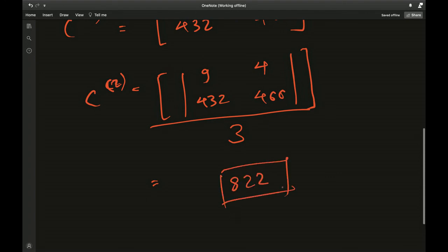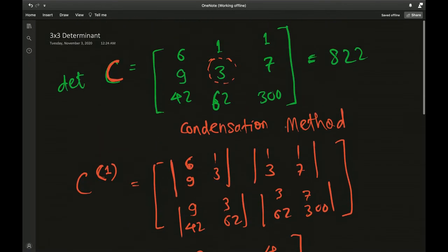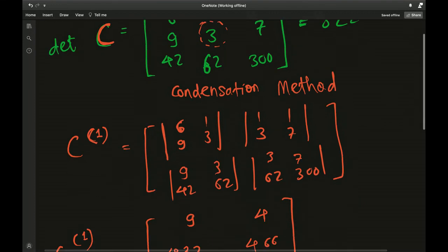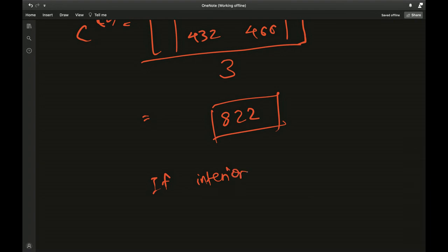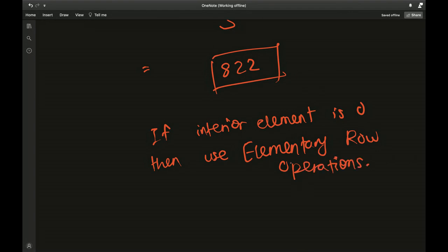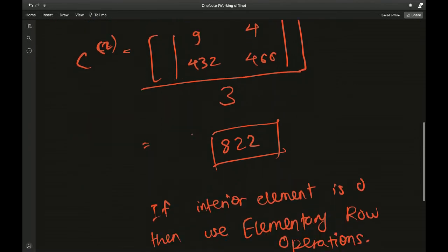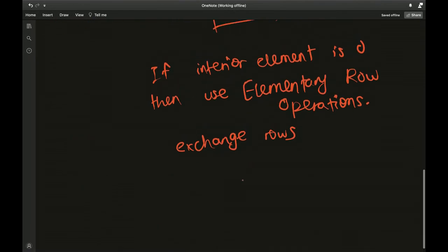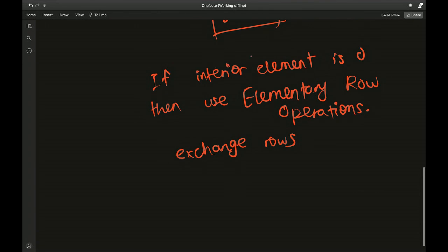You can check that with a calculator or something, but I don't want to waste your time. Now it's worth noting that if the interior element is 0, well, you can't divide by 0, then use your elementary row operations of adding two rows, or in most cases, and this is the easiest one, exchange rows, so that the row with the zero in the interior goes on top and becomes an exterior element. And if the determinant exists, or like, the matrix is non-singular, this will work.